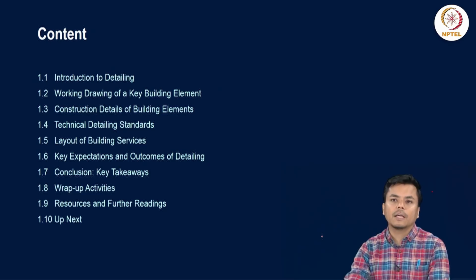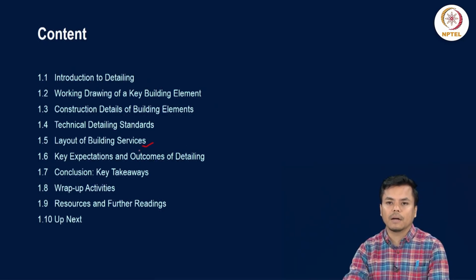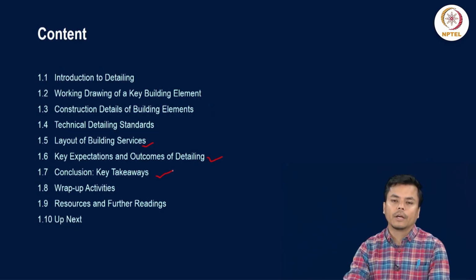Working drawing of a key building element: which part of the building you have to detail, and what drawing conventions have to be followed when it comes to the detailing of the structure. Technical detailing standards and layout of building services will be discussed in context to the detailing of the building parts, then key expectations and outcomes of detailing, and then the presentation will be concluded with some key takeaways. Some wrap up activities will be suggested at the end, and resources for further reading, and the topics that will be covered in the next presentation will also be highlighted at the end.